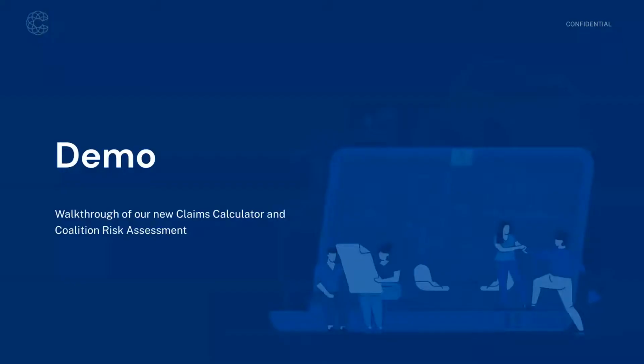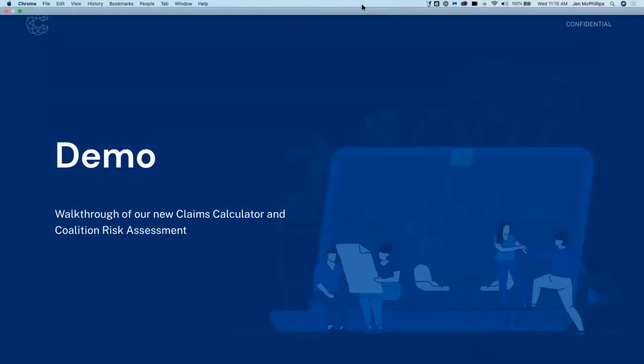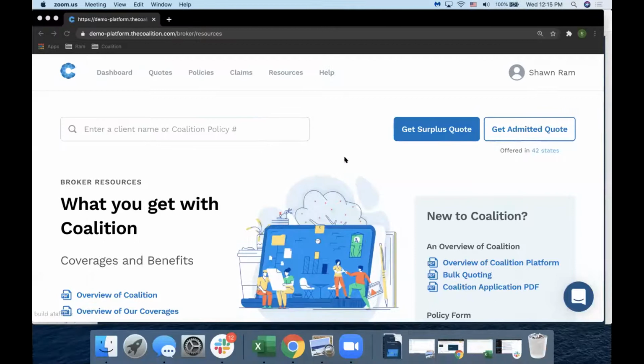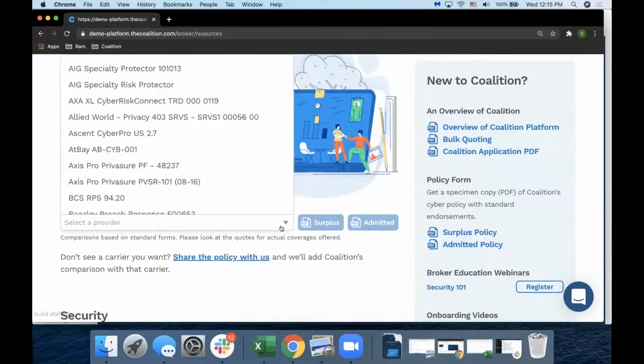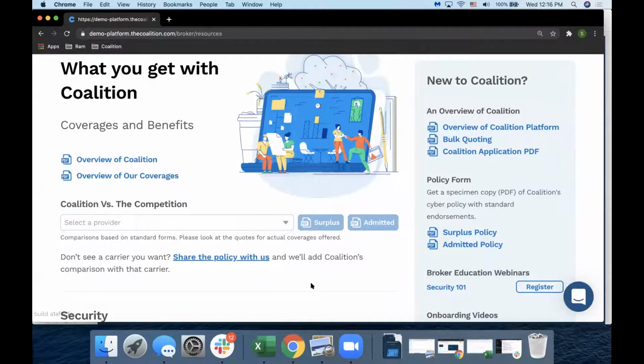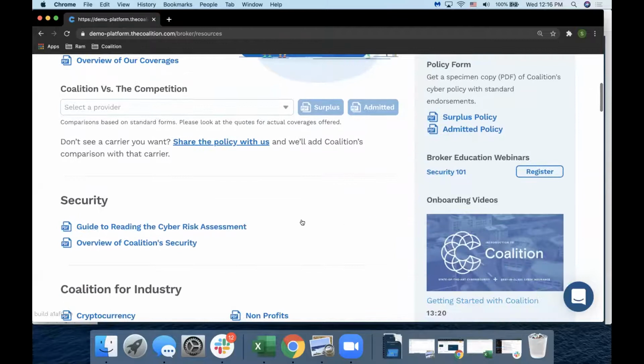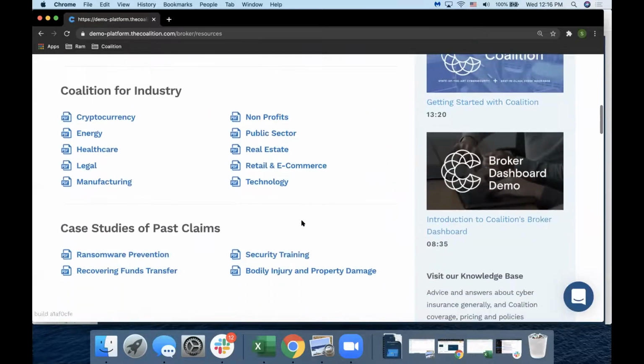I'm going to go ahead and share my screen and describe to you a few of the things that we've been doing at Coalition and have introduced to you in the broker community in an attempt to help you better manage the risks of your policyholders. So what I've done here is I've logged into the Coalition platform. As you're aware, we have this broker resources tab that's available to you. There's a variety of things that haven't changed here. We provide policy comparisons of various policies. There's overviews of Coalition, a guide to reading our assessment, and marketing material.